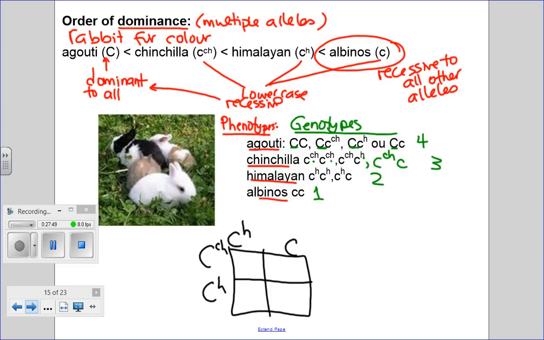So I'm going to cross a Himalayan. I know it's Himalayan because I have an H and a C, and that was one of the choices for Himalayan. And I'm going to cross it with a chinchilla, this particular genotype. So what I would like to know, and I want you to just take a couple minutes here, is what are the phenotypes that are possible for the offspring? What colors are possible?